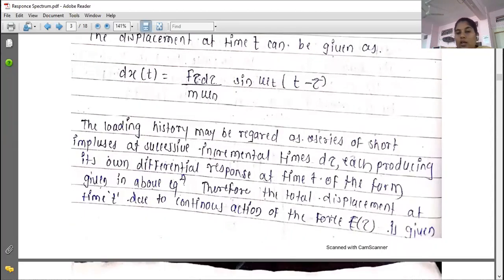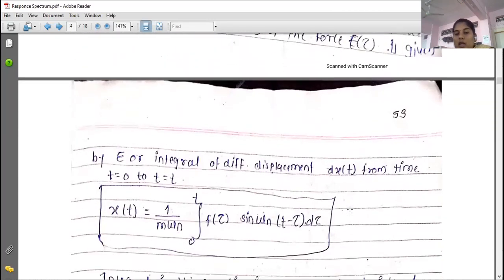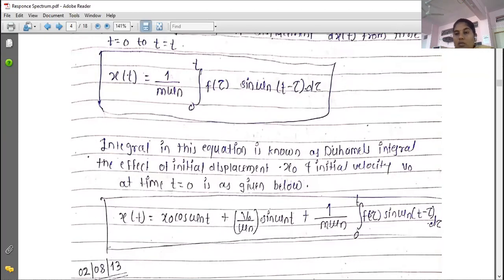For the loading conditions, the loading history may be regarded as a series of short impulses of successive incremental time d tau, each producing its own differential response at time t of the form of the given equation. Therefore, we can calculate the total displacement by integrating both sides. So x of t will be equal to 1 upon m omega_n times the integral from 0 to t of F of tau into sine of omega_n (t minus tau) d tau. That is the equation of Duhamel's integral.